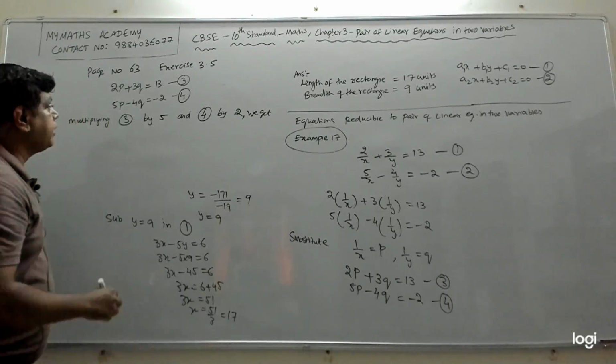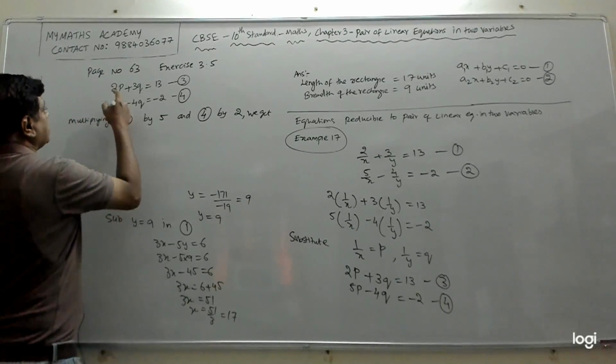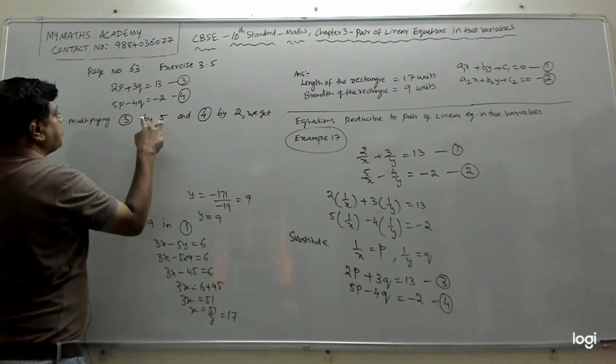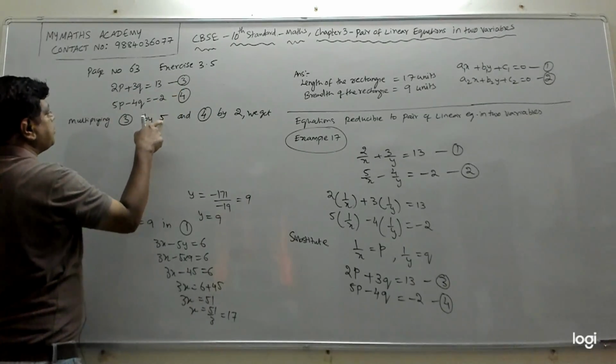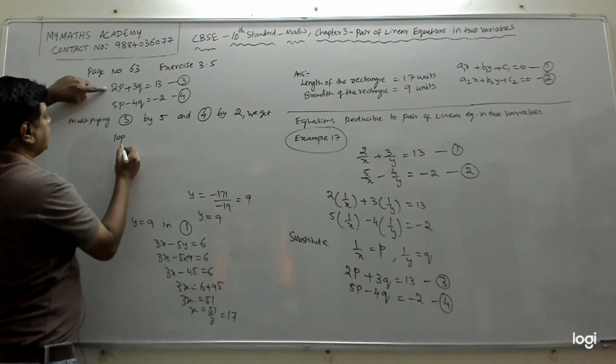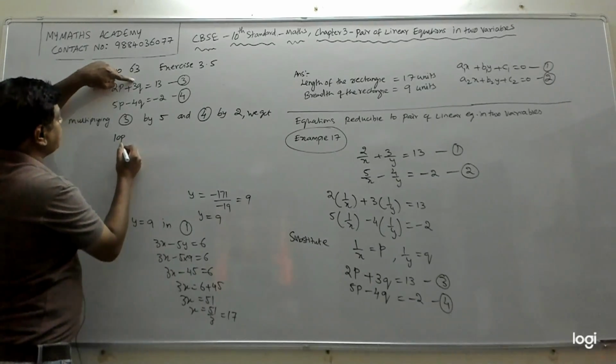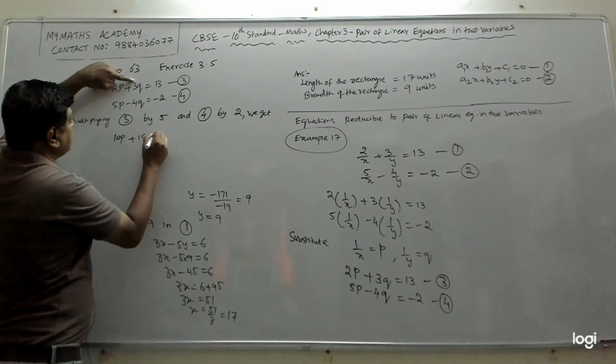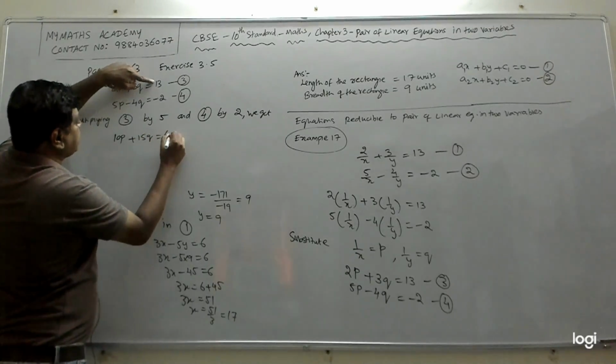Fine. So what we'll be getting is, now substitute. We'll get 3 should be multiplied by 5. So equation 3, which means 5 into 2p, 10p. Everything here we have to multiply by 5. So 10p, then 3q into 5 is 15q, equal to 13 into 5 is 65.